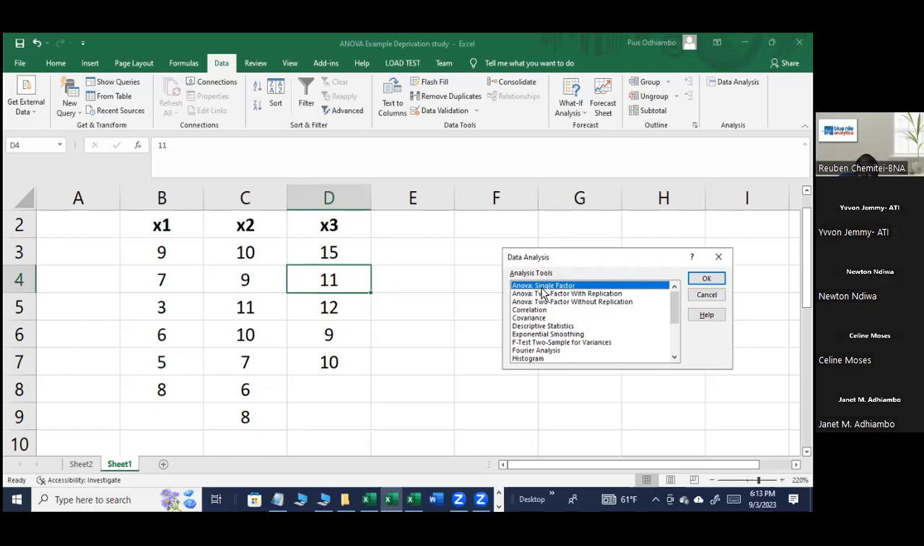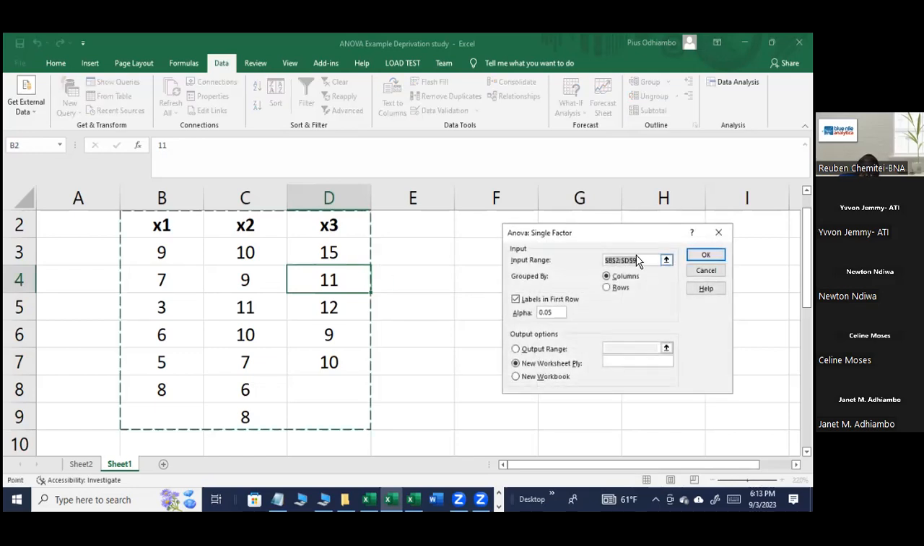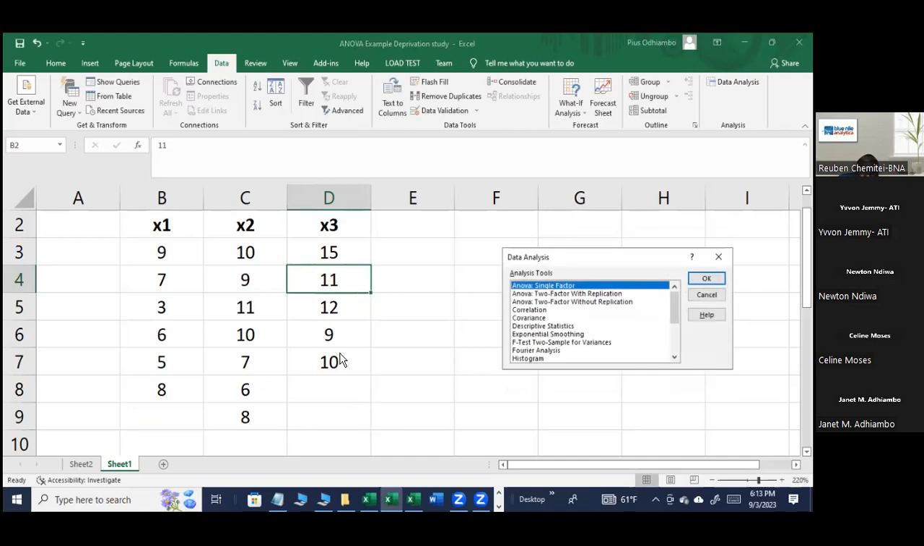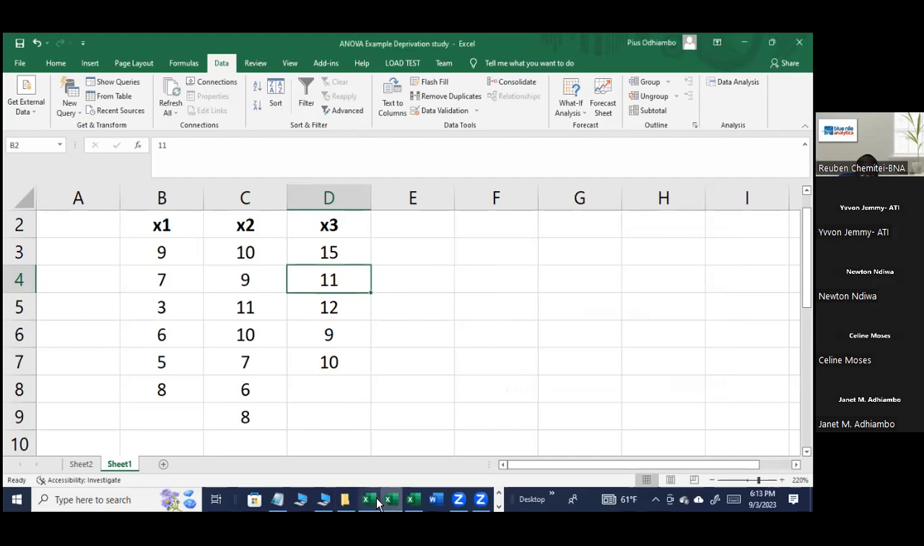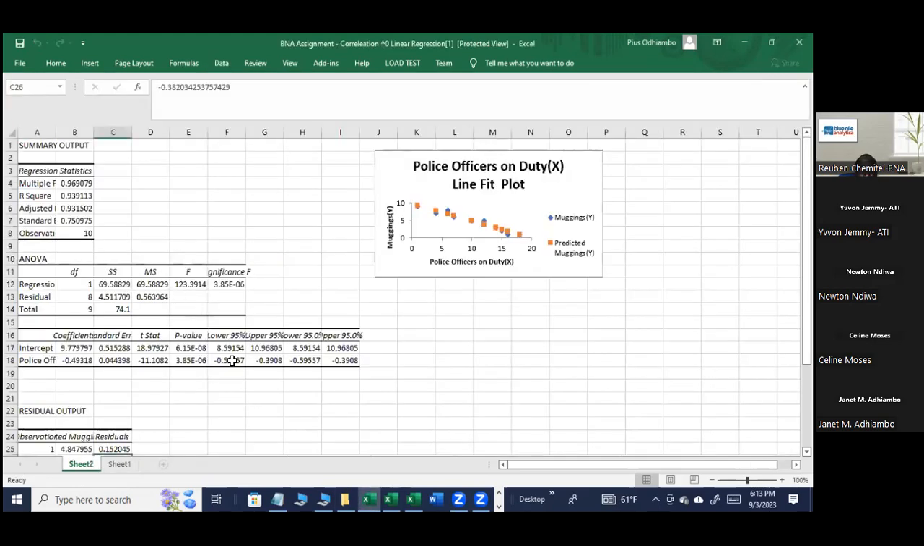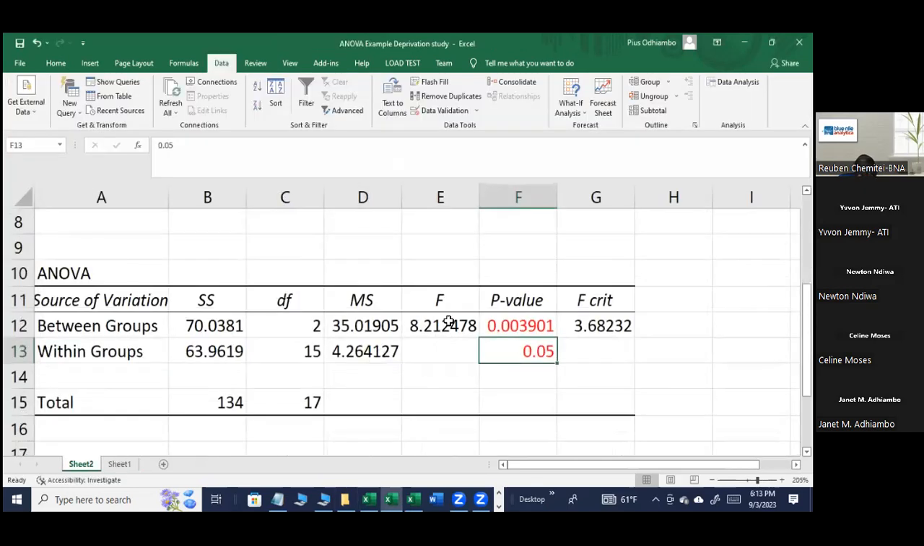So you select that, and then you select the input range. Select everything, and then you specify that the labels are in the first row, and then you're going to have the output. This output that we had, we have this output here.